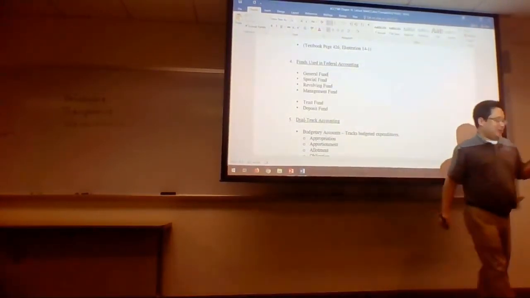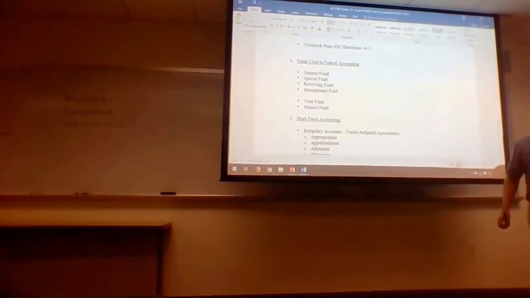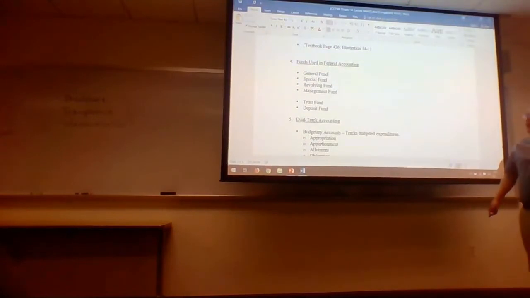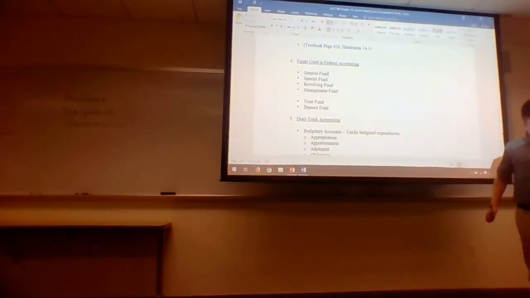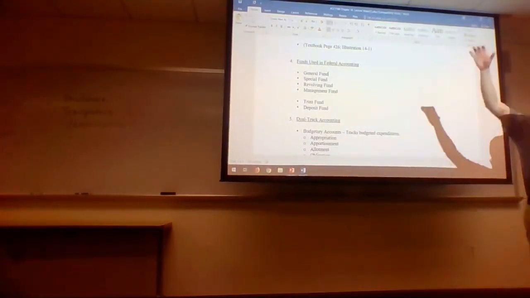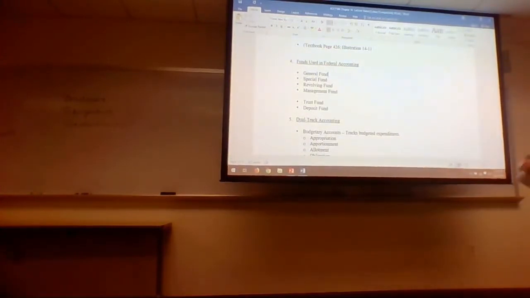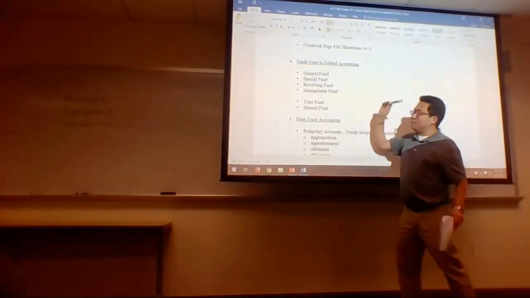Special fund is just like what? What do you think? Special revenue fund. That's the best definition of a special fund for the federal government. For the federal government, a special fund is similar to a special revenue fund for state and local governments. What does that mean, special revenue fund? This is like a special revenue fund.